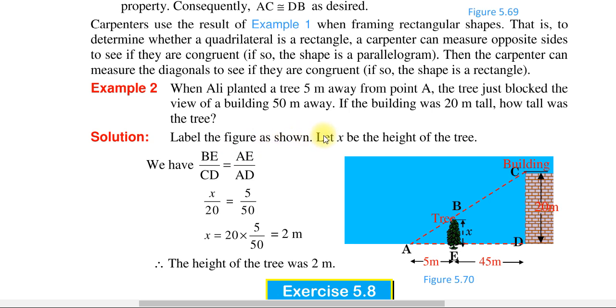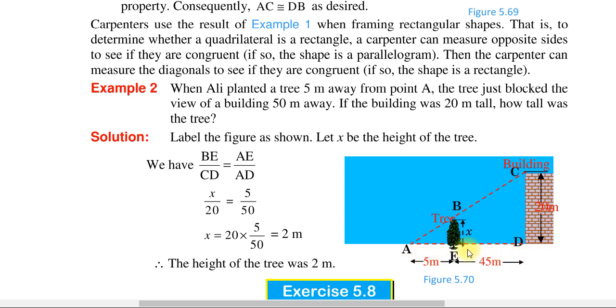Label the figure as shown. Let x be the height of the tree. We have BE over CD is equal to AE over AD. Now let's label the points: we have A, B, C, D. So BE over DC or CD is equal to AE over AD.